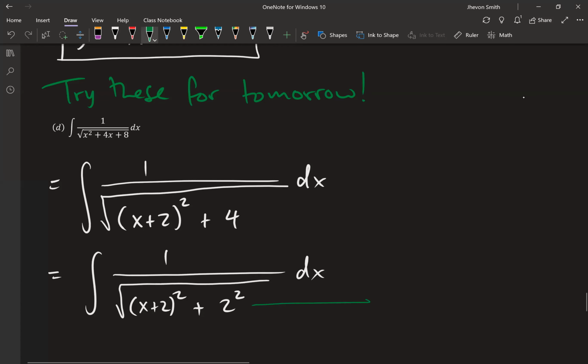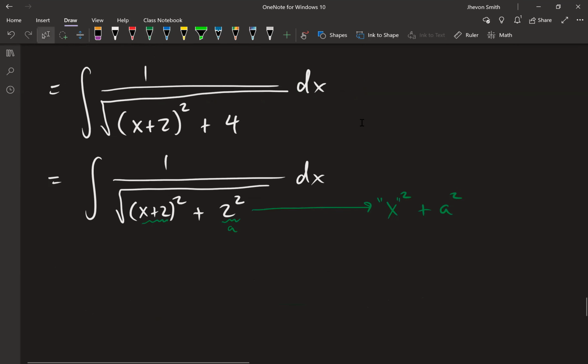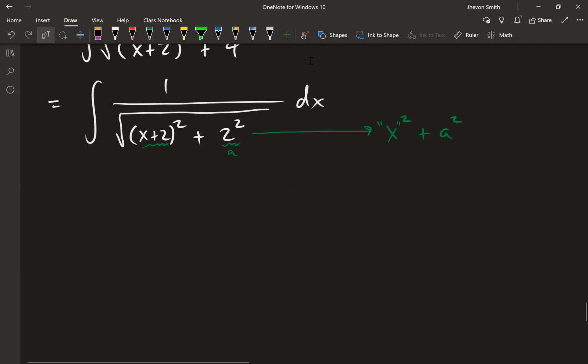So here, notice we have the form x squared plus a squared, where the x here is the expression x plus 2, and your a is 2. That's your a. Right? So this allows us to do a trig substitution. So for this situation, what is the appropriate substitution?